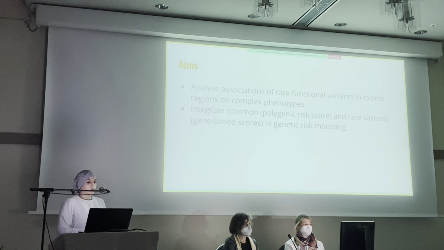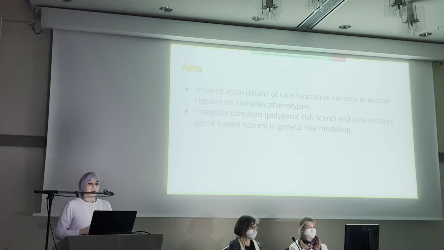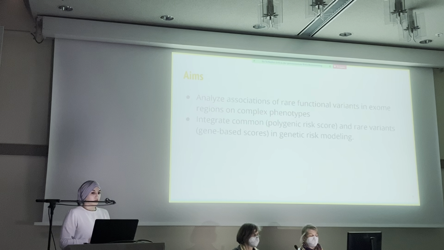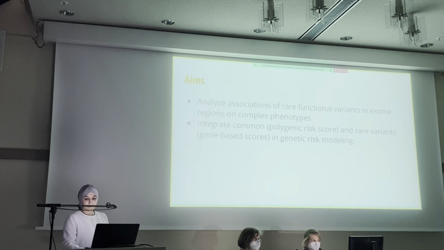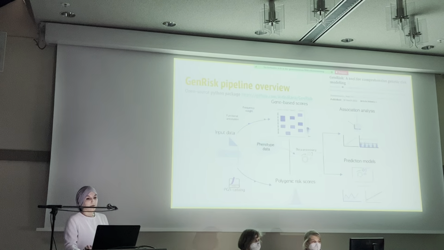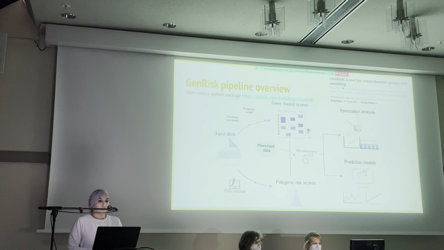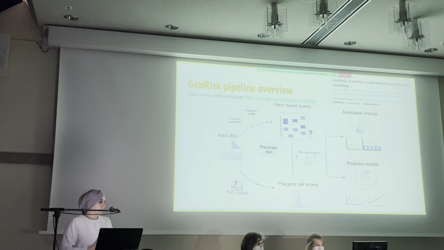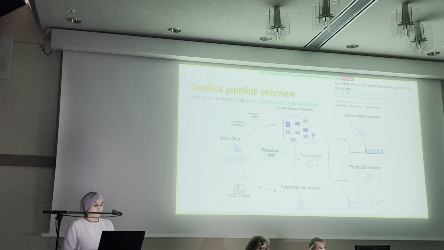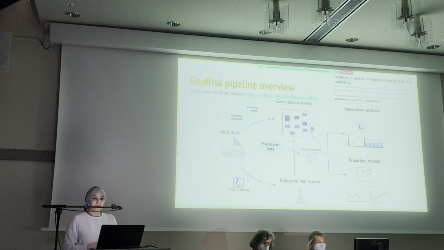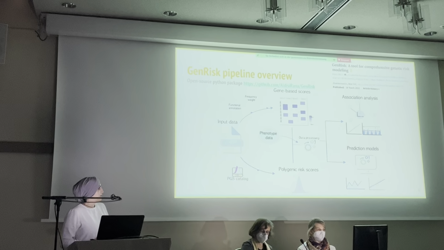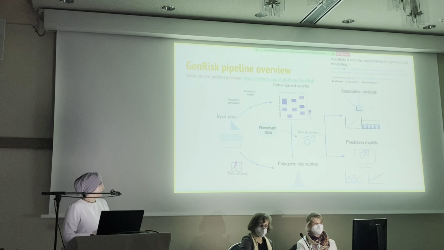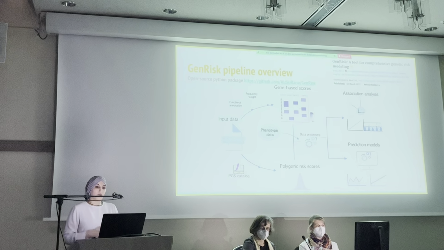So our aim is to first analyze the association of rare functional variants in the exome region on complex phenotypes, and then integrate the common variants using polygenic risk scores and the rare variants using the gene-based scores in genetic risk modeling. To do that, we have developed a pipeline called GenRisk. This pipeline is an open source Python package, so you can find it at this GitHub link. You can also read our recently accepted manuscript in Bioinformatics to know more about it.